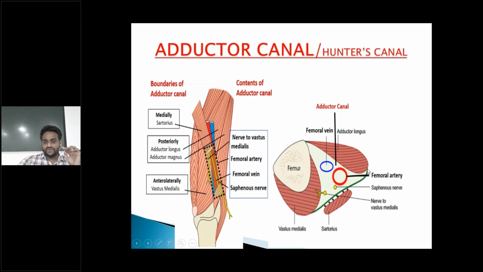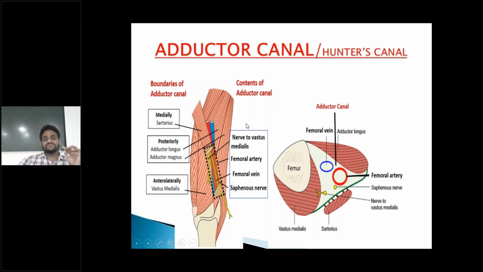Mainly this is formed by the fibrous tissue below the sartorius. Here you see the green color line, that is the fibrous tissue. So between the sartorius and fibrous tissue, whatever you see, the dotted connection, those are called the subsartorial plexus. So this is about the boundaries of the adductor canal. Anteriorly vastus medialis, posteriorly adductor longus and magnus, and medially sartorius with the fibrous tissue. So these are the boundaries of the adductor canal.